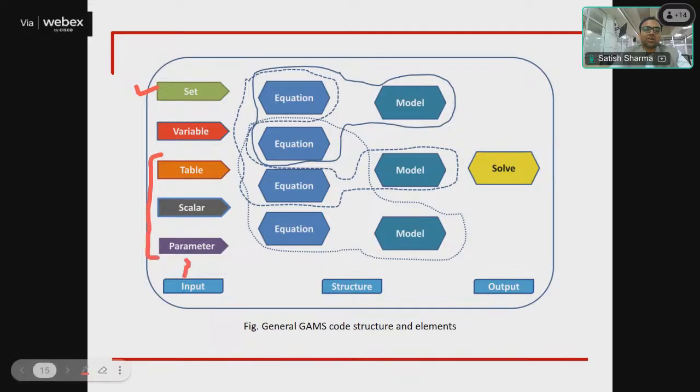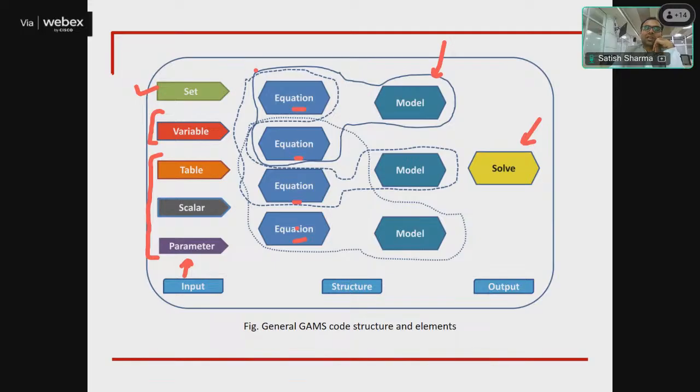Okay, so these are the inputs. Then we will define certain variables, and once we have defined all of these, we will write down the equations. So equation 1, 2, and let's say 3, 4. Then the next part is modeling and solving.